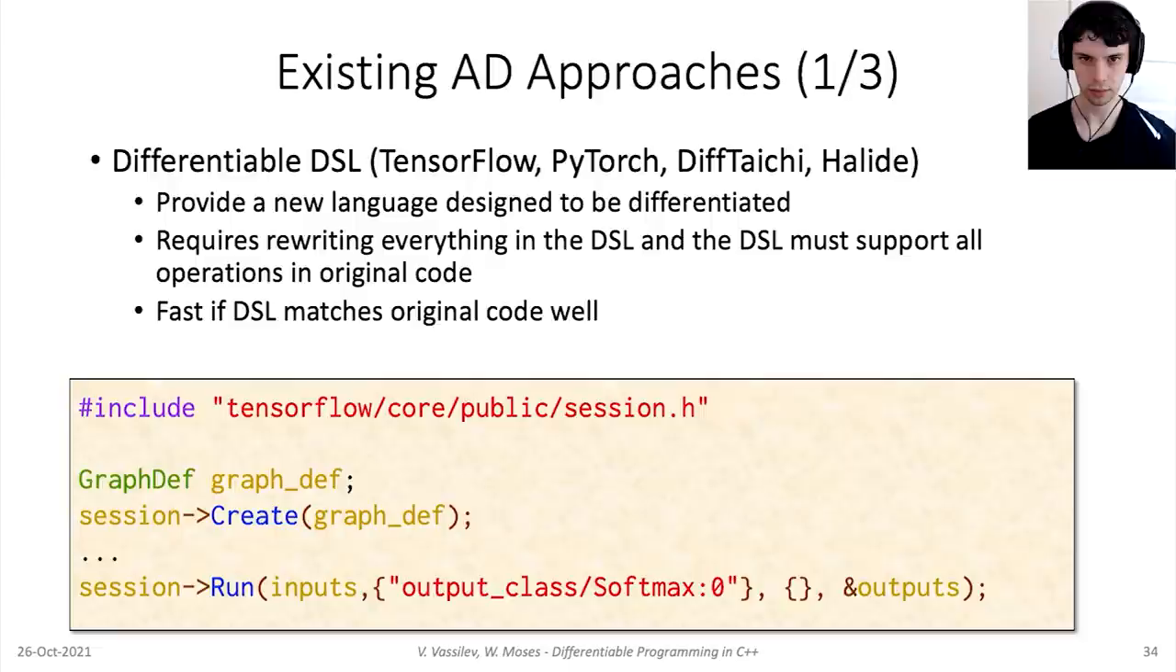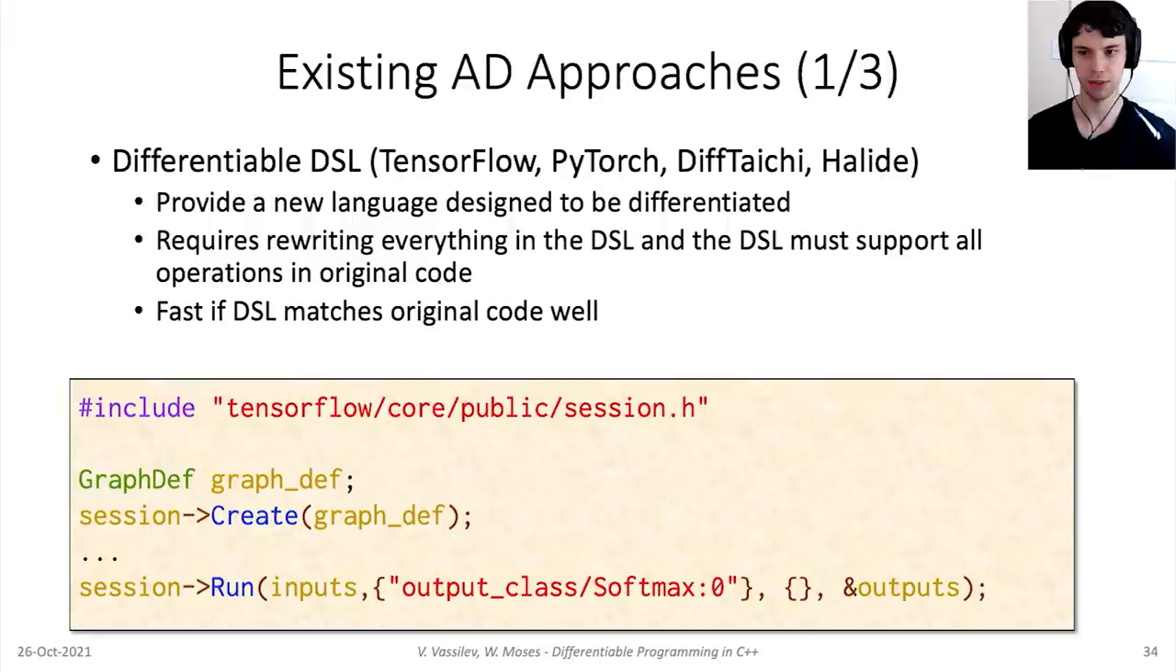So let's look at the three ways that this is done so far. This is not just within C++, but we'll do a C++ focused look at these. The first way is to create your own differentiable DSL. Examples include TensorFlow, PyTorch, Halide, Hitachi, where every single operation inside of this DSL is explicitly designed to be differentiated. This is good because it allows it to be quite quick and it guarantees that everything in the DSL works. However, in contrast, it means that you have to rewrite every single piece of your code into the DSL. And moreover, that DSL must have an operation for every type of thing you want to do.